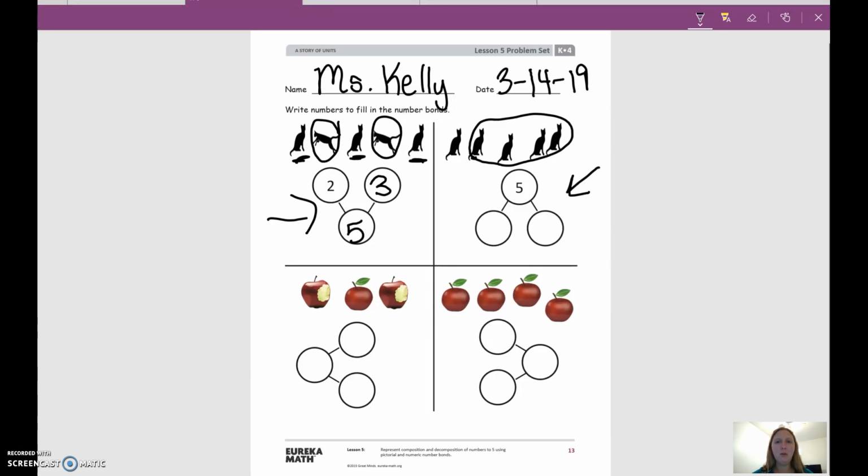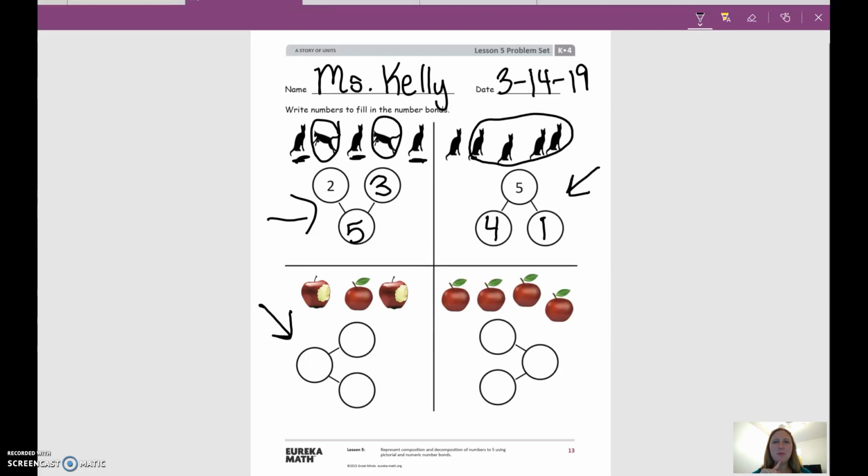But I now know that one part of my cats is 4, and another part of my cats is 1, because there are 4 cats circled and 1 cat that's not circled. So now I know 4 and 1 make 5. All right, let's go down to my apples. Oh my goodness, these apples, someone has eaten some of them.